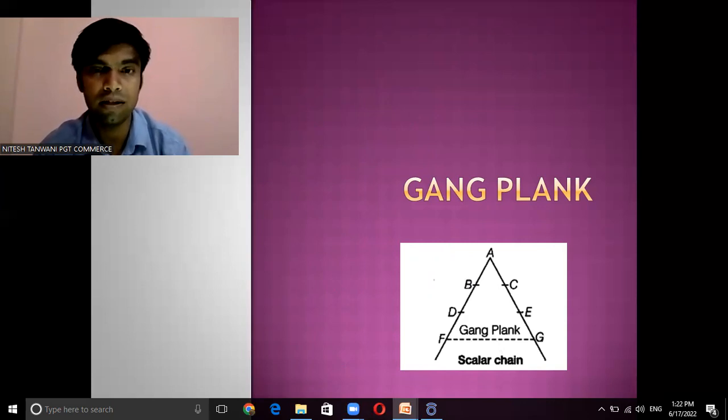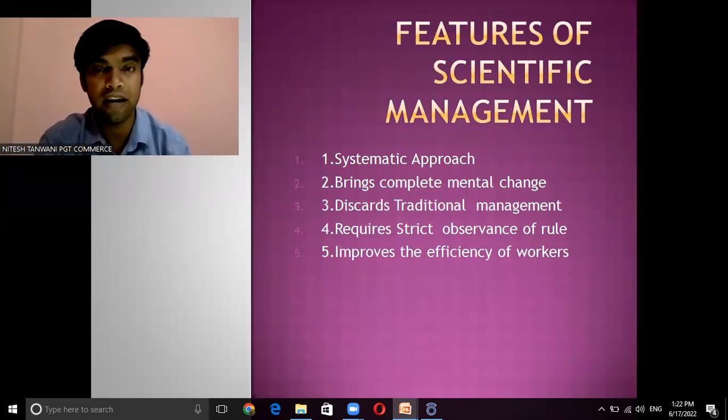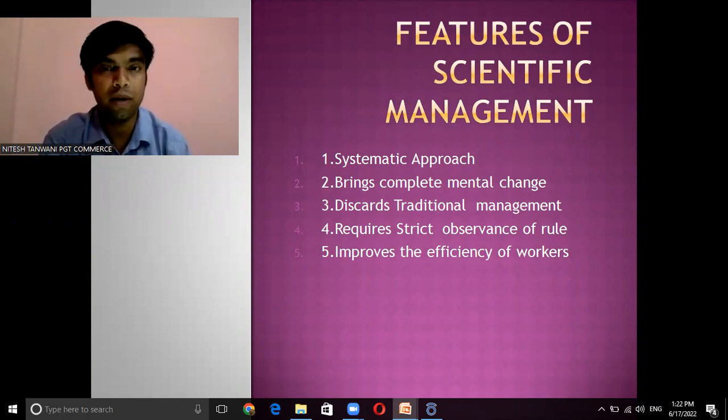Now moving toward the next topic, that is features of scientific management. Now the principles of management are clear. I hope that part, by Henry Fayol, is over. Now from here scientific management will start, by F.W. Taylor. If we are talking about F.W. Taylor, the scientific principles of management are a systematic approach.